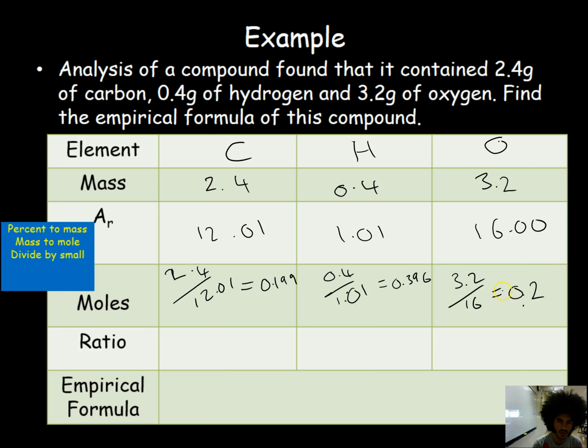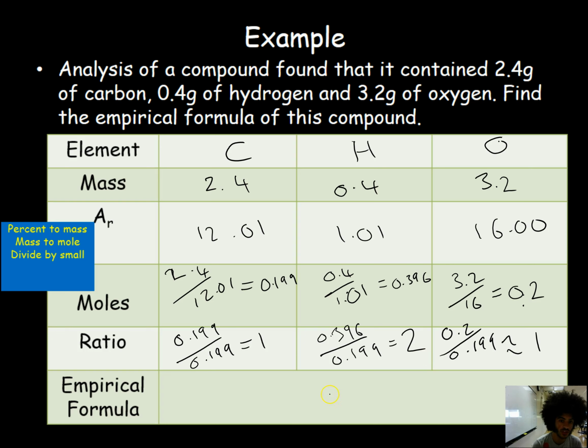I then have to divide by small. My smallest number is basically 0.2. Now that these both have 0.2, this is probably a little bit smaller. So that divided by itself equals 1. This number divided by 0.199, they're pretty much the same number, so that's basically 1. And then 0.396, which is basically the same as 0.4, is divided by that, and that will give you 2. So what you should have here is CH2O. Alright, let's have a go at another one.